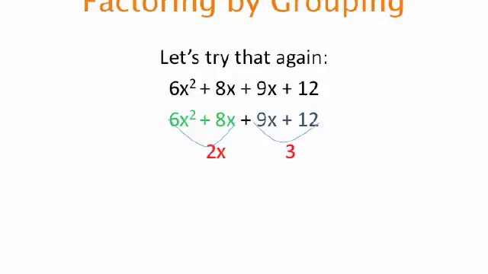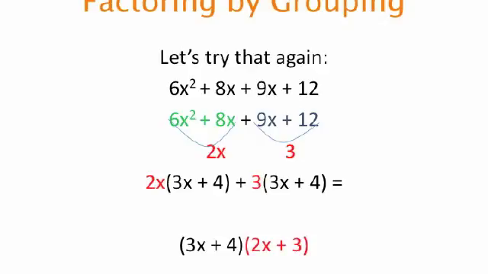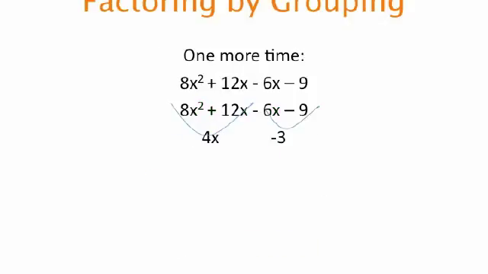When I write the 2x out front, I undistribute it from the 6x squared plus 8x, and I'm left with 3x plus 4. And when I write the 3 out front and undistribute it from the 9x plus 12, I'm left with the same thing, 3x plus 4. So now 3x plus 4 is a common factor to both terms. I write that down, and then the second factor is what's left, 2x plus 3. So if I were to multiply those two binomial terms, I would get what I started with.